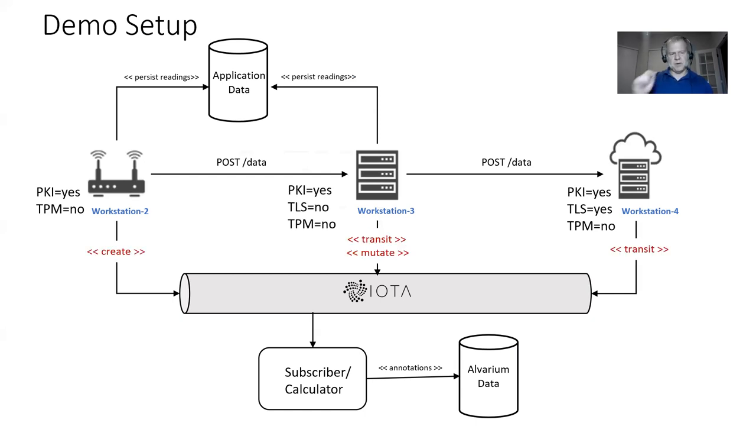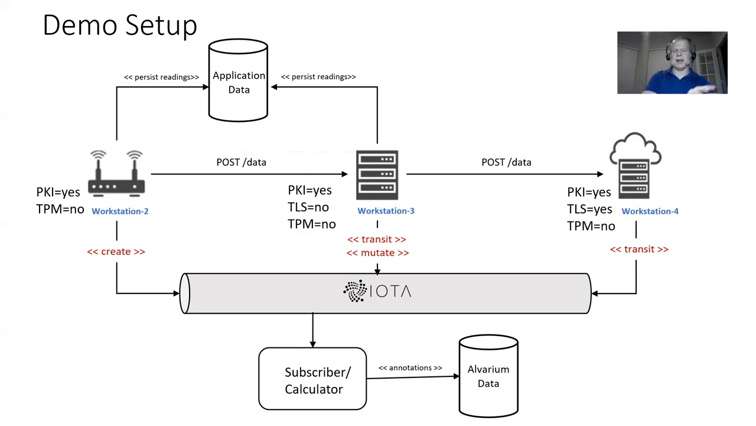On top of that, the actions that are going to be taken at each point, which I think I've already briefly touched on, but this will make it more explicit. The data is going to be created over here on the left, workstation two, that's the gateway. Then it's going to be passed to workstation three. That's going to result in a transit annotation. And then it's going to be mutated. It's going to be changed into something else. Then that mutated version is going to be handed off to workstation four, and we'll see another transit annotation over there. Okay, so that's basically the flow that we're going to go through.